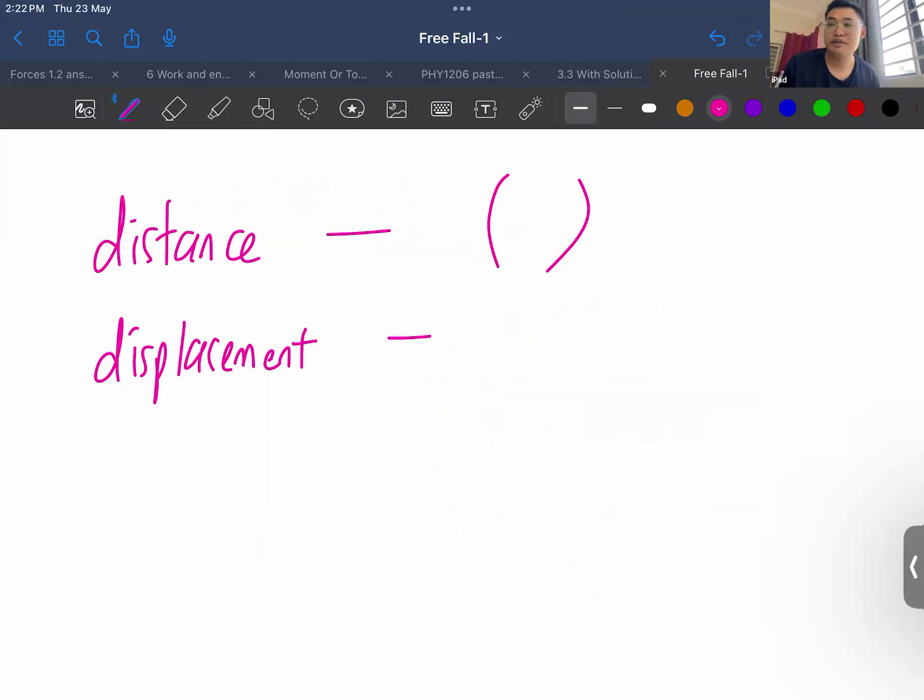Kilometer? No, we are not going to use kilometer. So this unit is meter. Are you okay? Actually, it's very easy to think like this.